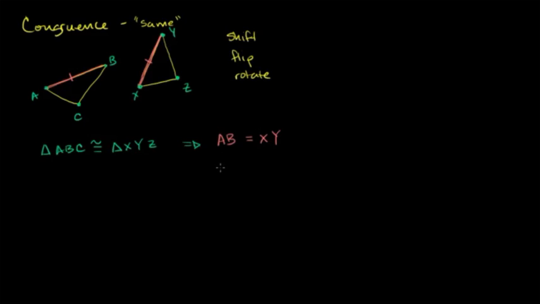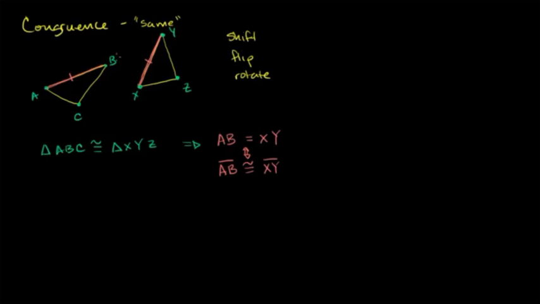You could also make the statement that line segment AB is congruent to line segment XY. But congruence of line segments really just means that their lengths are equivalent. So these two things mean the same thing. If one line segment is congruent to another line segment, that just means the measure of one line segment is equal to the measure of the other line segment.